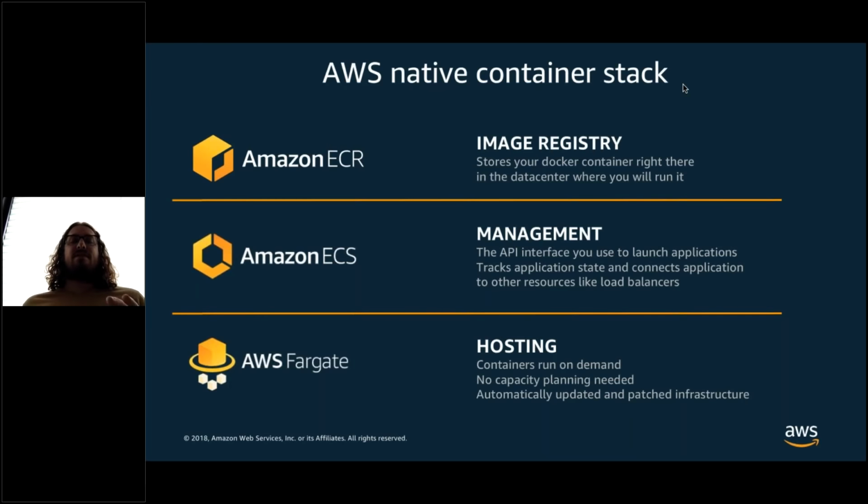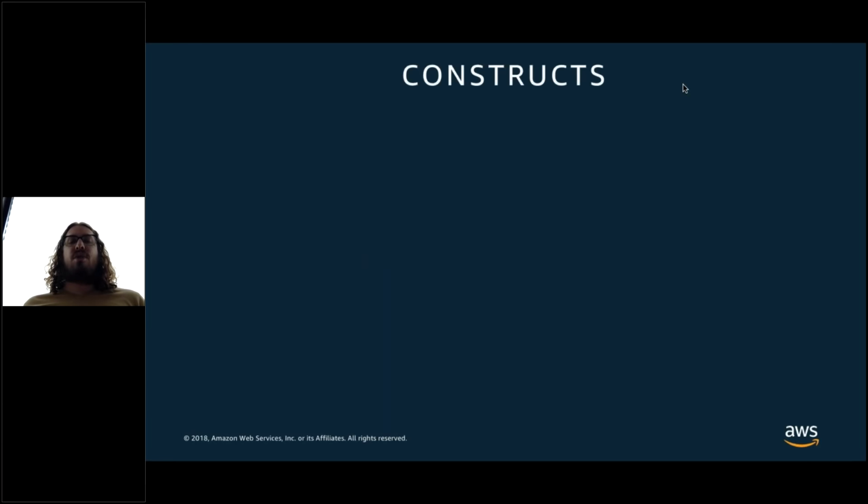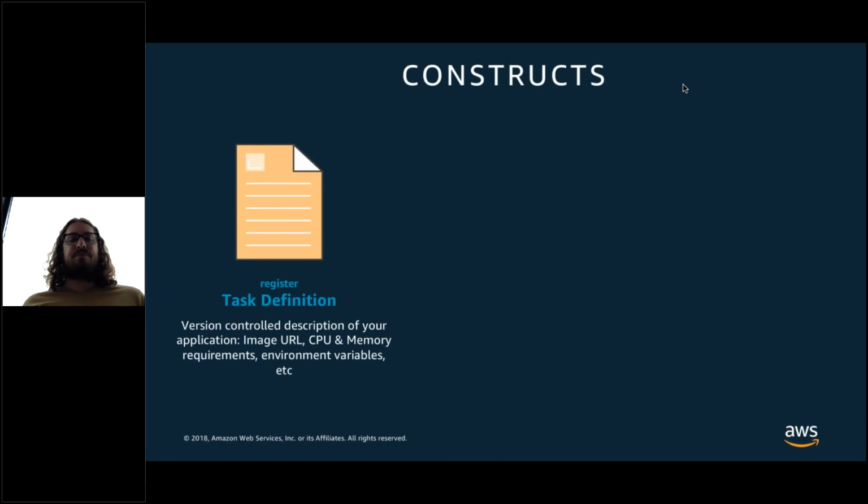So now that I've given this sort of introduction to what's available on the stack, I want to dive into the core concepts of Amazon ECS a little bit to really show some of the constructs that we'll talk about later when it comes to console configuration. So the first construct to understand is the task definition.